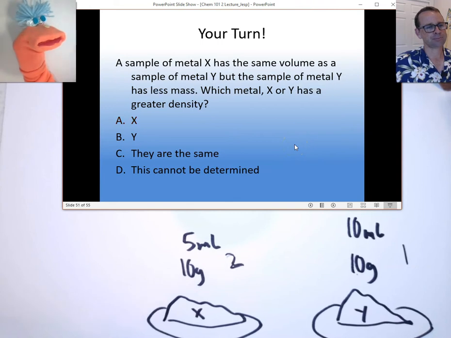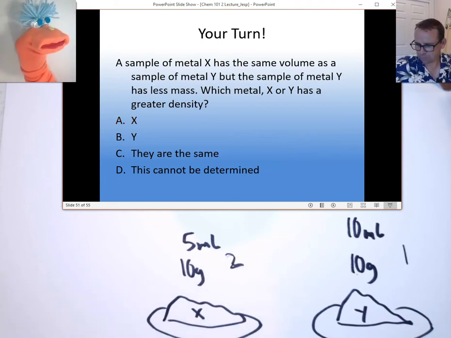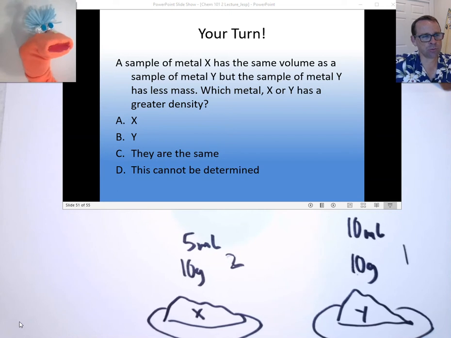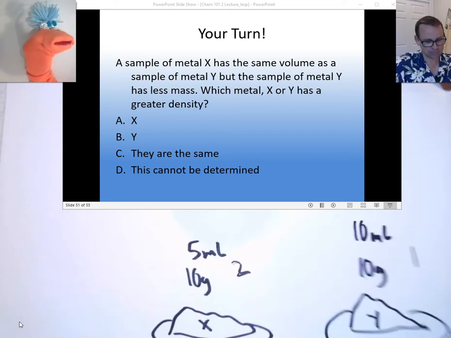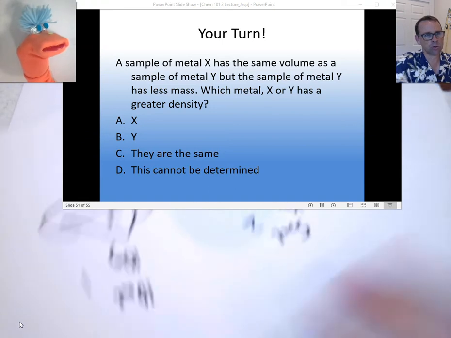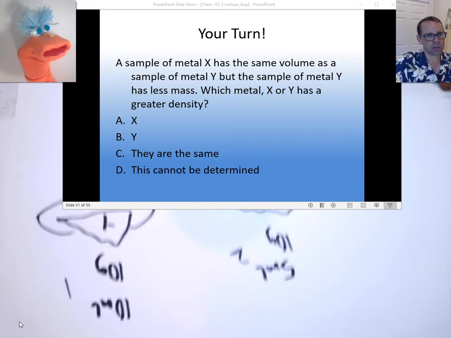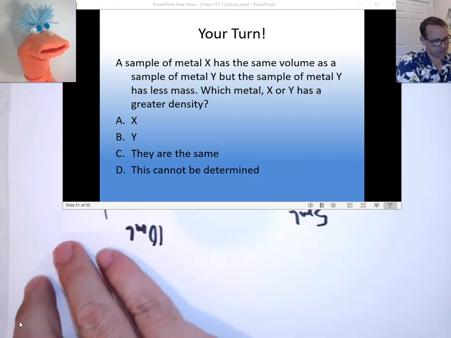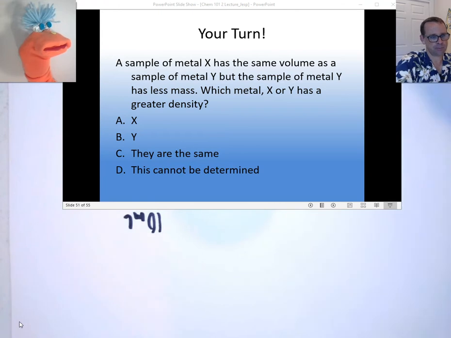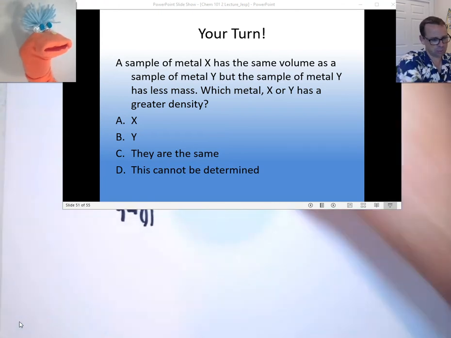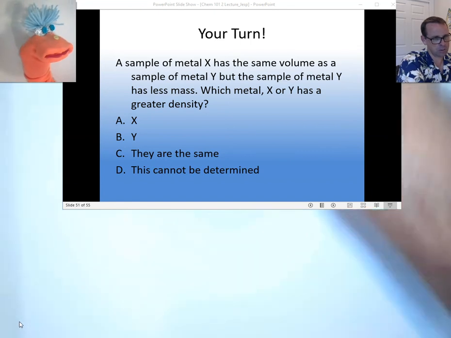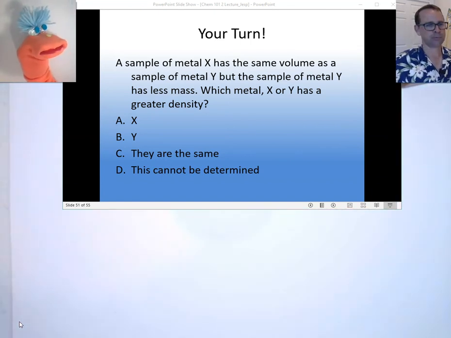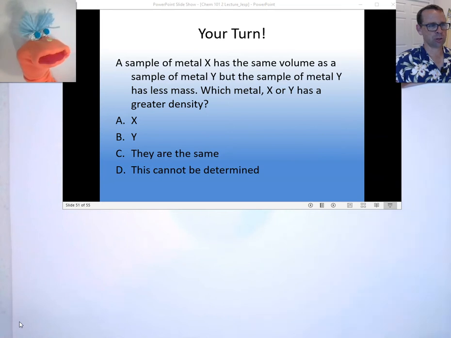Okay, very good. Here's another problem. Is this the same problem? No, it's not quite the same problem. Oh, are you sure this is a different problem? Yeah, it is. Look closely at it. Okay, so this time they have the same volume, but they have different masses. Yeah, that's right. So, can we figure that one out based on that information? I don't know. Let's see. We have a sample X and Y, same volume.